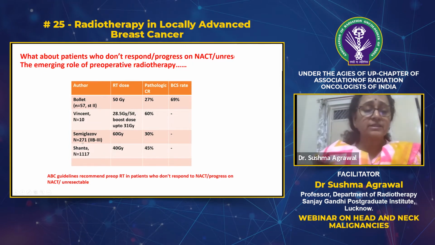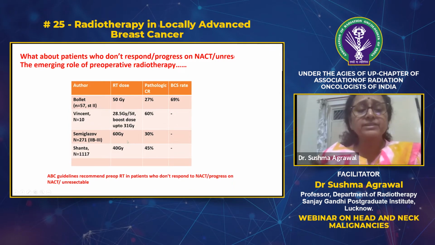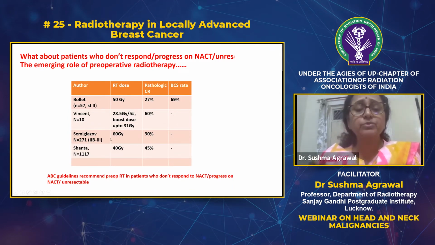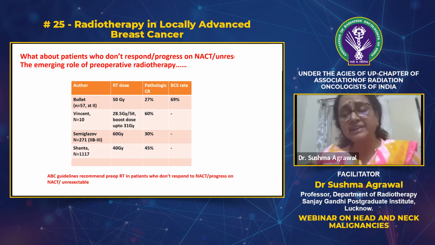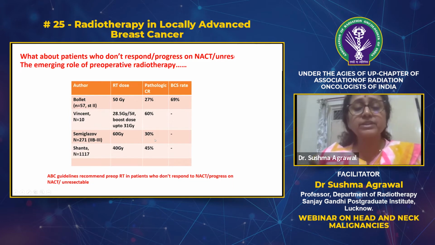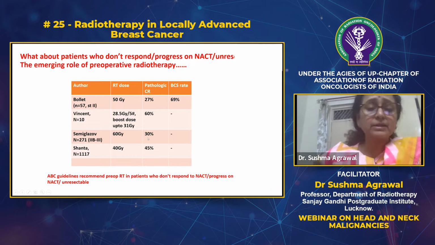Now, this study, the third study, is published again in 2000. And here they have published on 270 patients, and the radiotherapy dose was 60 gray. But this was since published, I think, in 1990s. I forgot to put the year. Here, the pathologic CR was 30%.